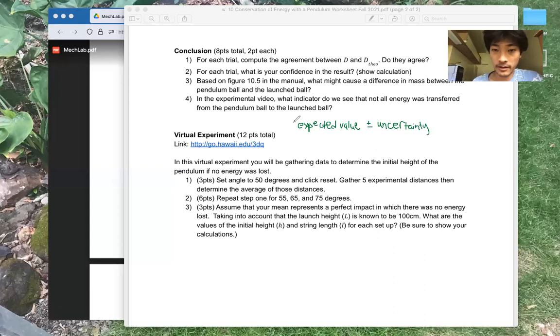So if you have an answer like this, your confidence, let's just call it C, is going to be equal to your uncertainty.